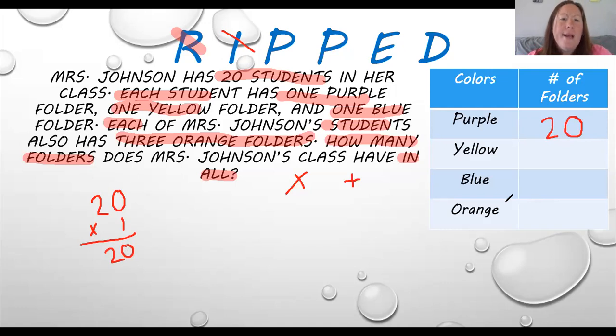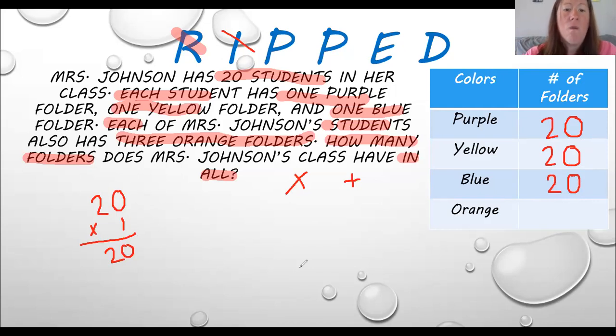The next one, yellow. Well, each student has one yellow folder. So wouldn't that be the same thing with the identity property? So I'm going to just plug that guy right in. There must be 20 yellow folders in the classroom. I'm going to keep reading. Each student has one blue folder. Oh, I can do the same problem all over again. 20 times 1, the identity property tells me it is 20. So I am going to go ahead and write that 20 in there. Now, each of Mrs. Johnson's students has 3 orange folders. Wait a second. Does the identity property work now?